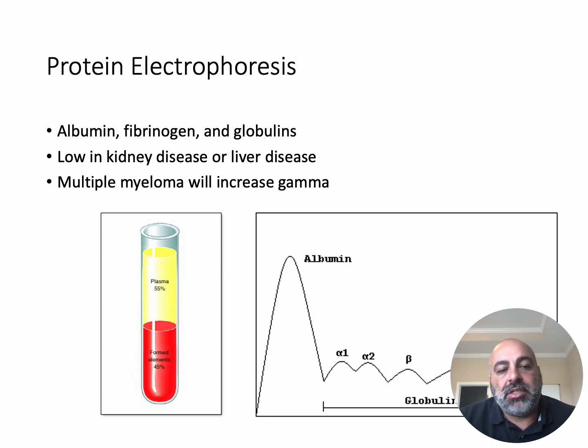And then in certain diseases like multiple myeloma, we can see spikes. So this can help us identify an illness as well.